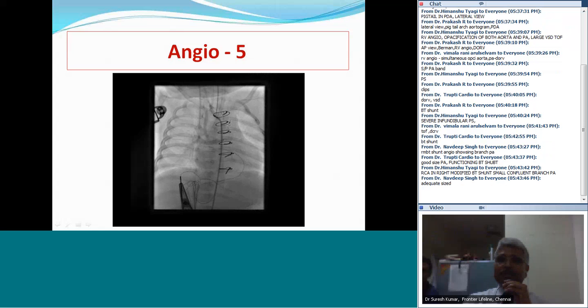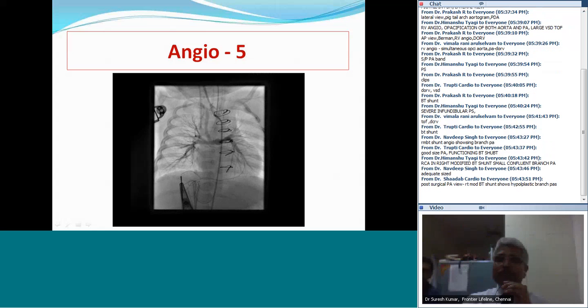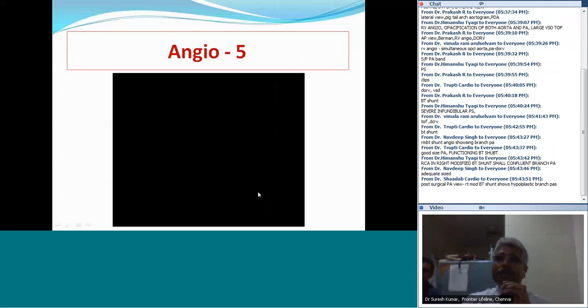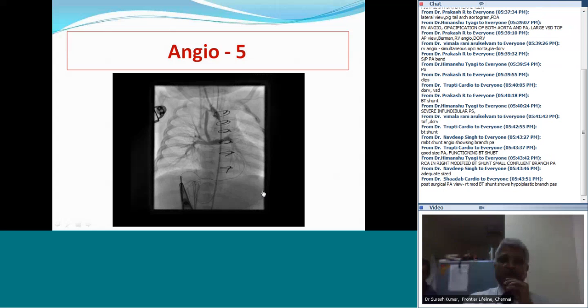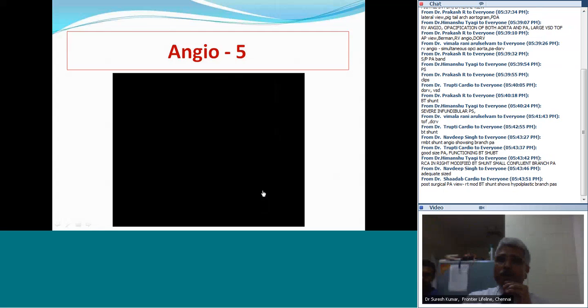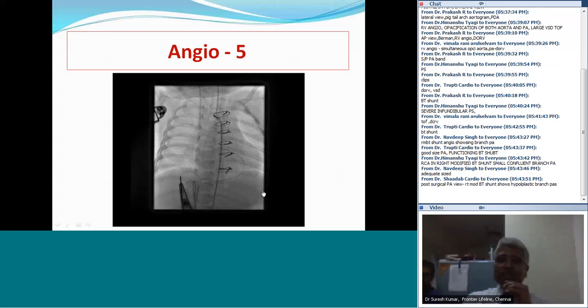There comes Himanshu. You have a right coronary artery catheter. It's not exactly in the right modified BT shunt, but I'll let it pass. And you find confluent hypoplastic branch pulmonary arteries. So you have a functioning right modified BT shunt. Good, Shadab. Functioning right modified BT shunt showing confluent hypoplastic branch pulmonary arteries. So Shadab has got it perhaps most correctly.